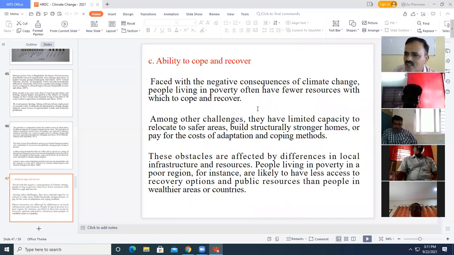The poor people are always affected negatively by climatic change. Among other challenges, they have limited capacity to relocate to safer areas, build structurally stronger homes, or pay for the cost of adaptation and coping methods. As we already noted, these people are more susceptible because of the material wealth they have. They are the first affected by climatic hazards, and since they have fewer resources, including financial resources, it is very difficult for them to relocate to safer areas and so on. So this is related to the ability of poorer people to cope and recover from climatic hazards.